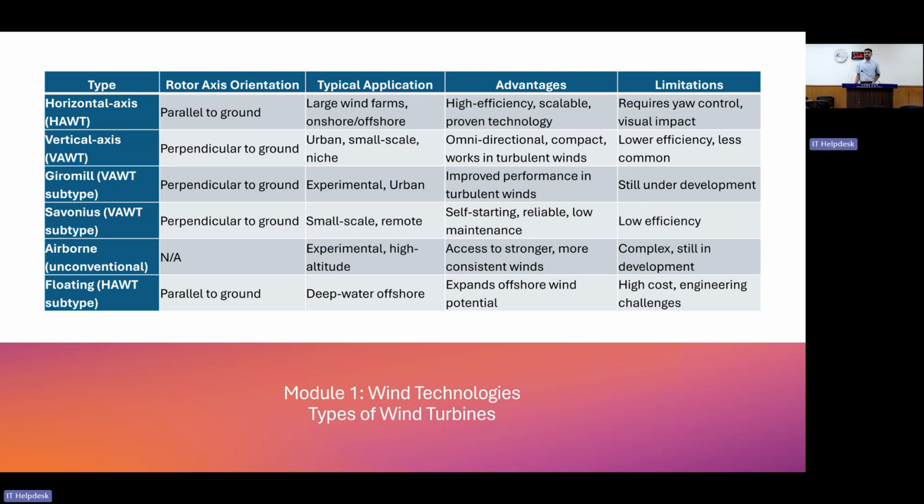The vertical axis turbines are mostly applied in urban areas and on a very small scale. However, these vertical axis turbines have the advantage of being omnidirectional, and they work in a compact area. They also work in turbulent winds where the wind flow is not steady. However, they have some limitations: they have lower efficiency, and they are much less common.